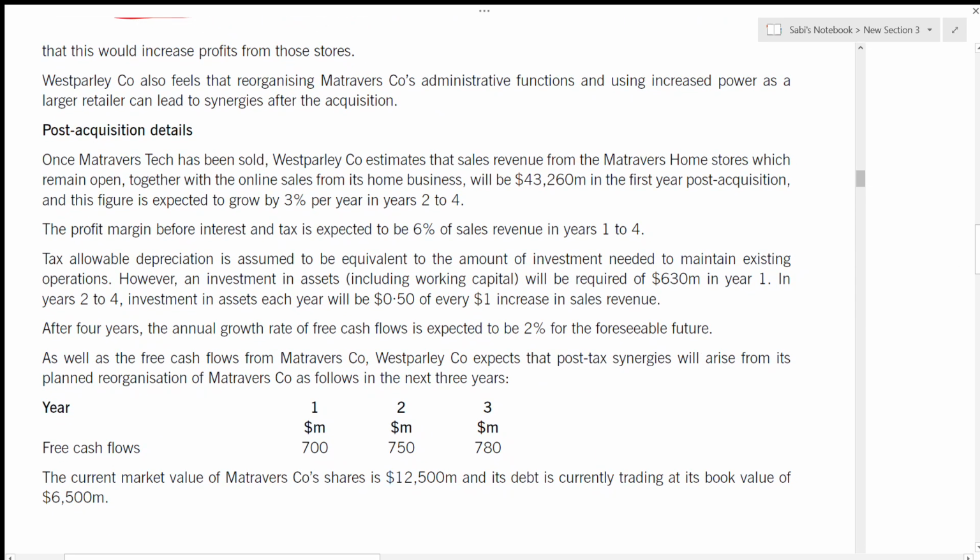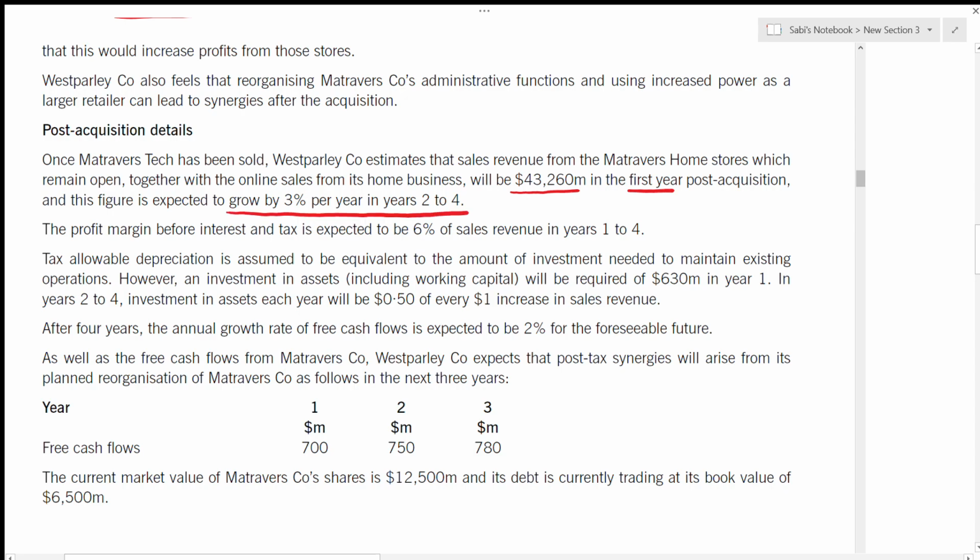Post-acquisition detail. Okay, so once the tech has been sold, they estimate that the sales revenue from the home stores that will remain open, together with the online sales from the home business, will be this in the first year post-acquisition. And this figure is expected to grow by 3% per year in years 2 to 4. The sales value will increase.